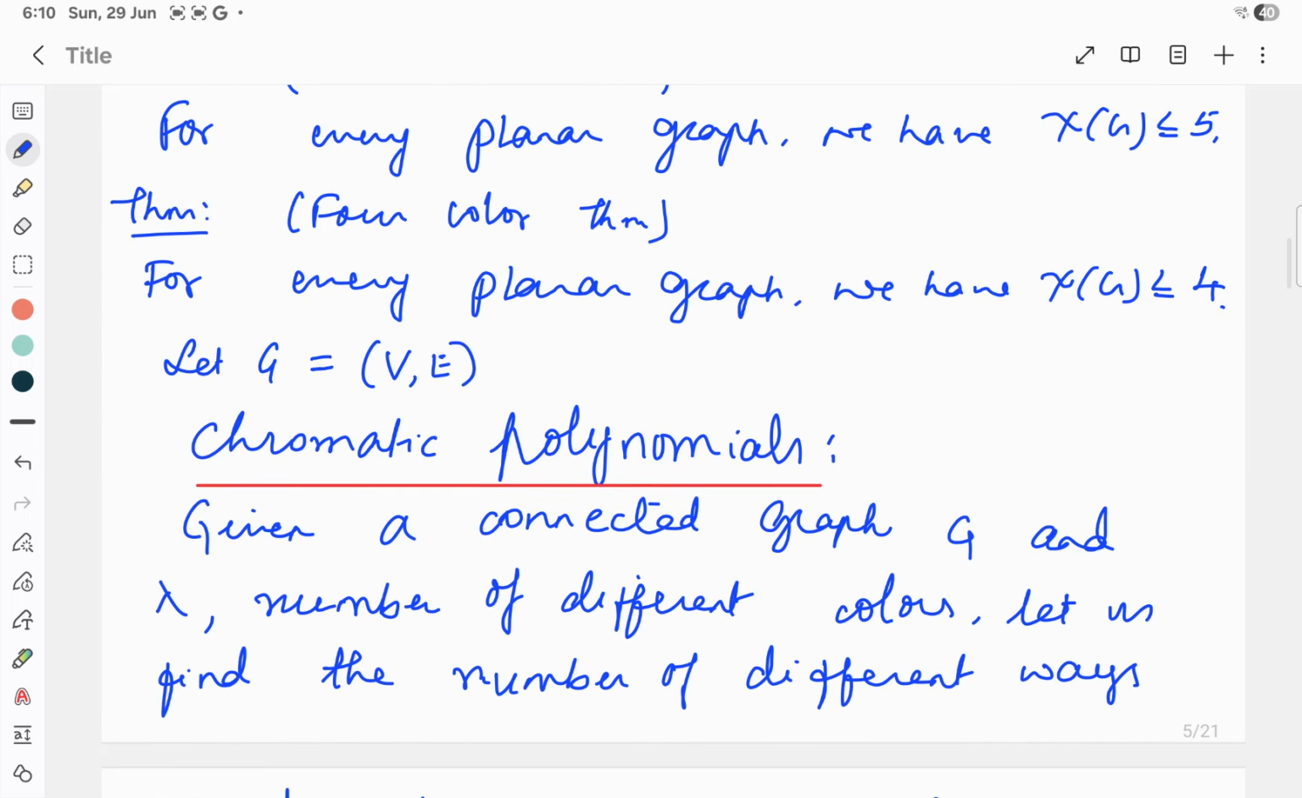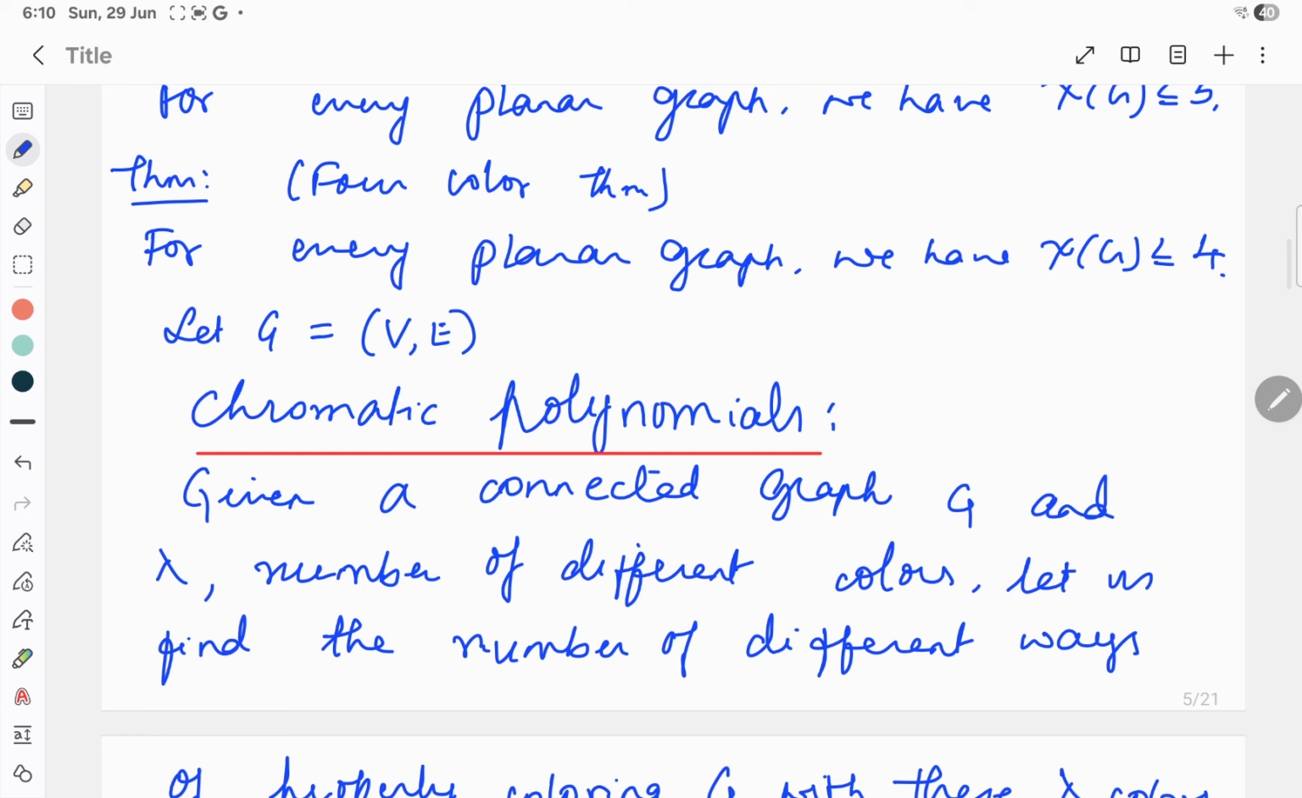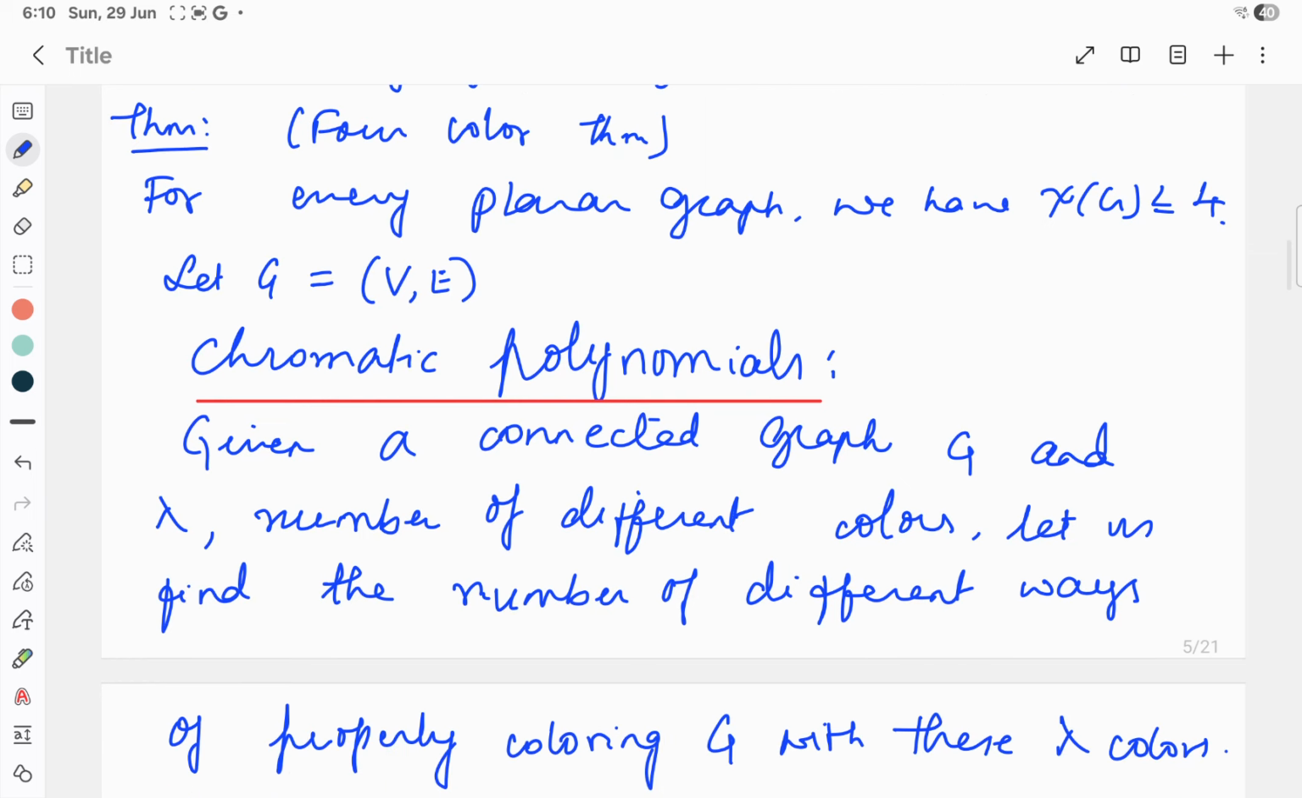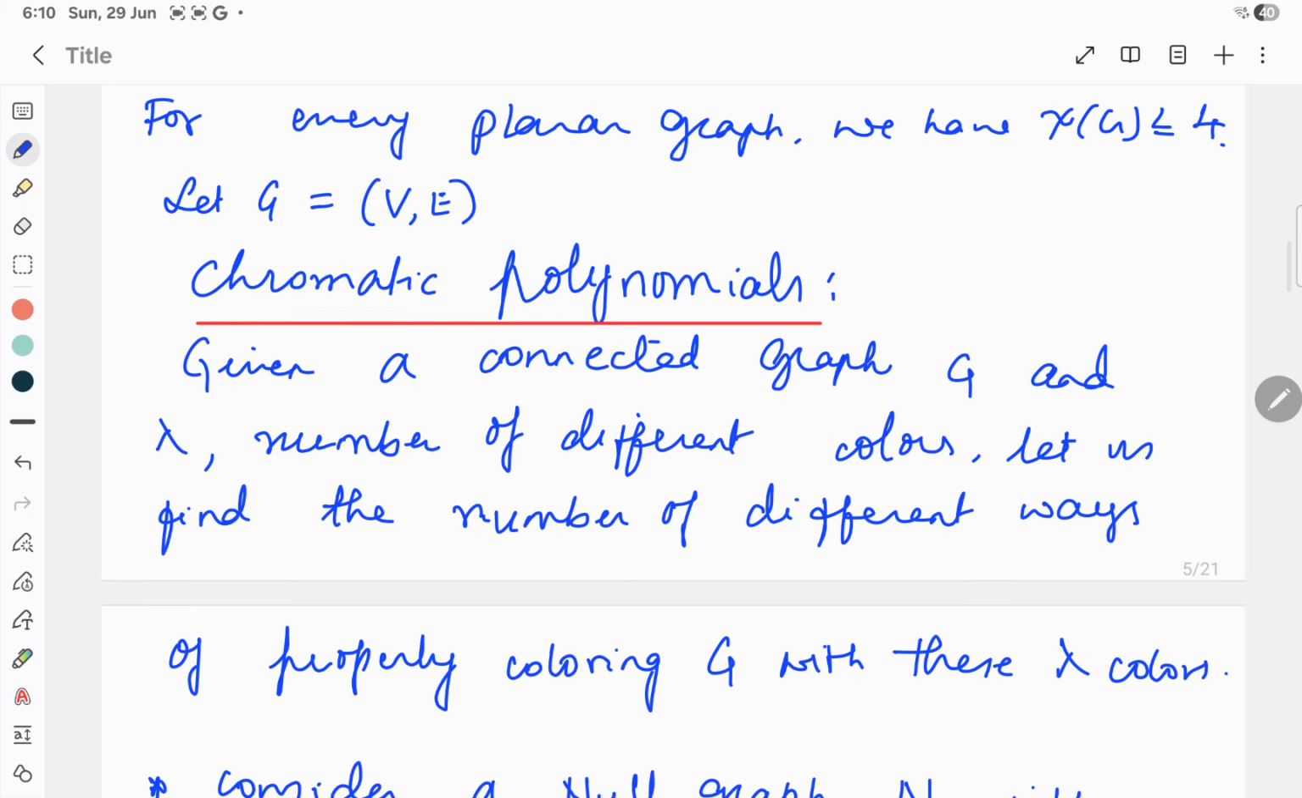So let us consider a graph with vertex set V and edge set E. Now we'll see what a chromatic polynomial is. Given a connected graph G, lambda is the number of different colors. Let us find the number of different ways of properly coloring the graph G with these lambda colors. So you have a graph G with n vertices and lambda different colors. In how many ways can you color the graph G with lambda colors?